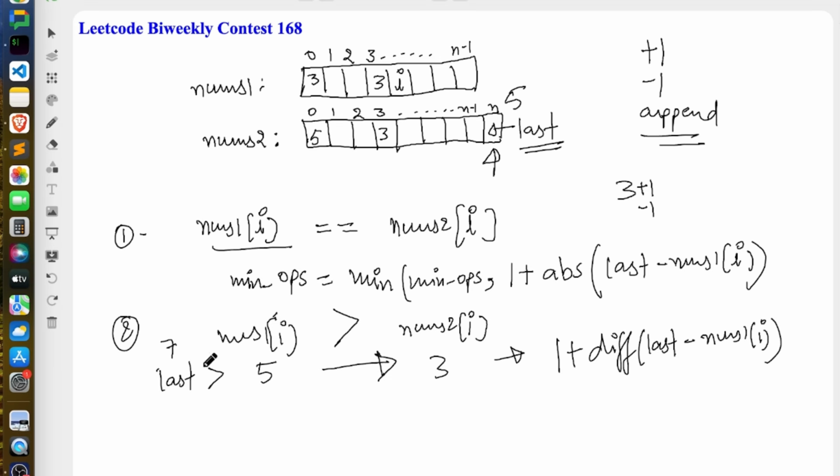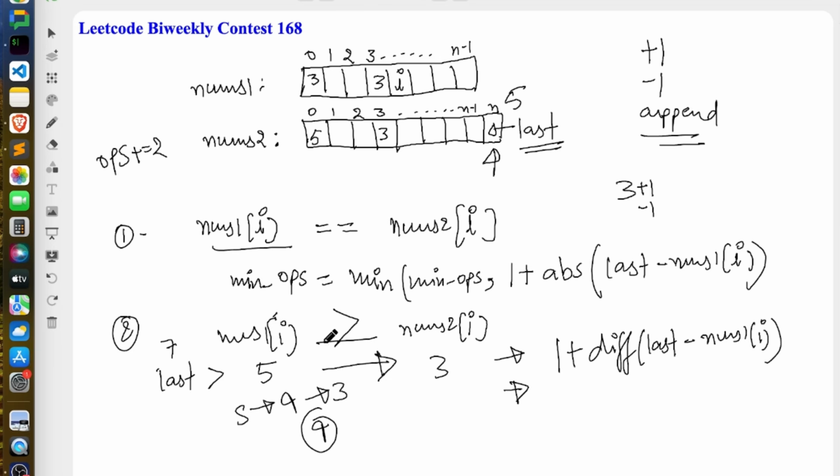Second case, if the last is present in the range in between nums1 of I and nums2 of I, here if you observe carefully, you don't have to apply any plus or minus operation. The reason is, let's take an example. Let's say nums1 of I was 5 and nums2 was 3 and your last was 4. It means that you have to convert 5 to 3, right? And if you remember in ops, we have already done plus equals 2. What it means, we have first converted 5 to 4 and then 4 to 3, right?